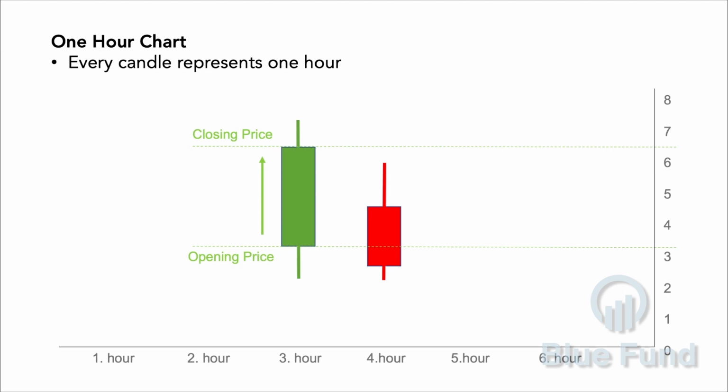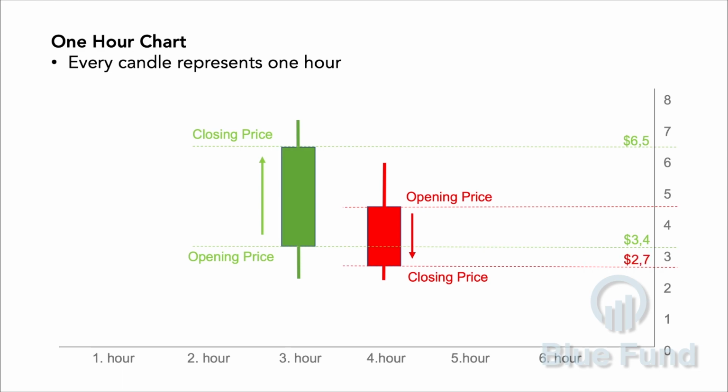So this is our opening price for this particular candle, and this is our closing price. If we now look at a red candle, the opening price has to be higher than the closing price, because the red candle indicates that the value decreased. Therefore, the body is red, and the closing price of this hour is below the opening one.